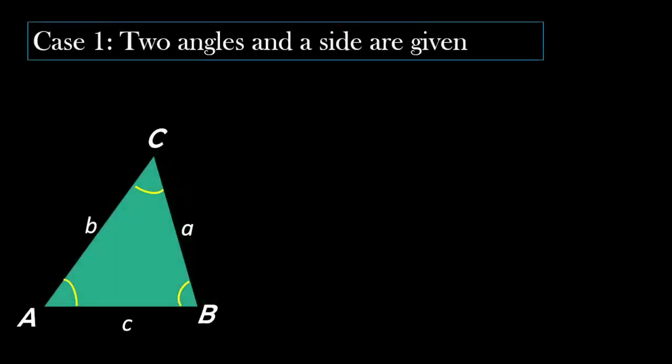Case 1. Two angles and a side are given. Let's say that the value of angle C is equal to 60 degrees, and the value of angle A is equal to 40 degrees. The value of side a is equal to 40. Find the missing values of angle B, side b and side c.